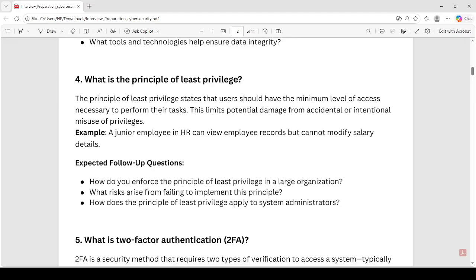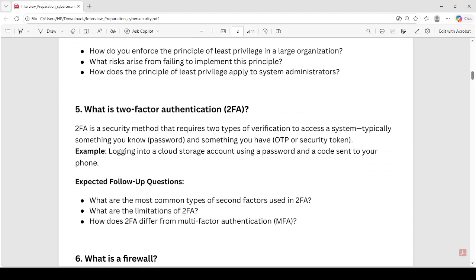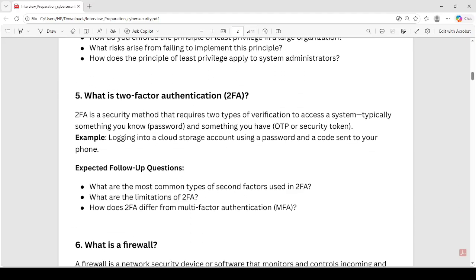Question number 5: what is two-factor authentication? 2FA is a security method that requires two types of verification to access a system. Typically, something you know, a password, and something you have, an OTP or security token. That is two-factor authentication. Example: logging into a cloud storage account using a password and a code sent to your phone.